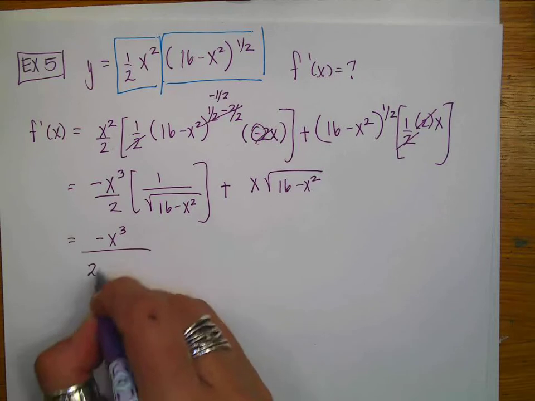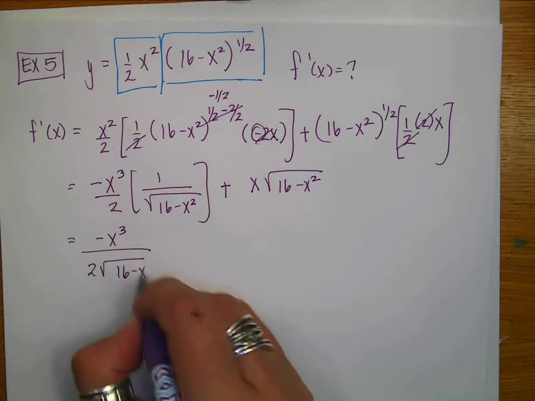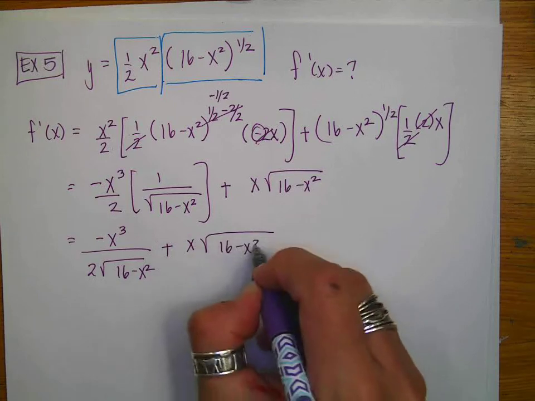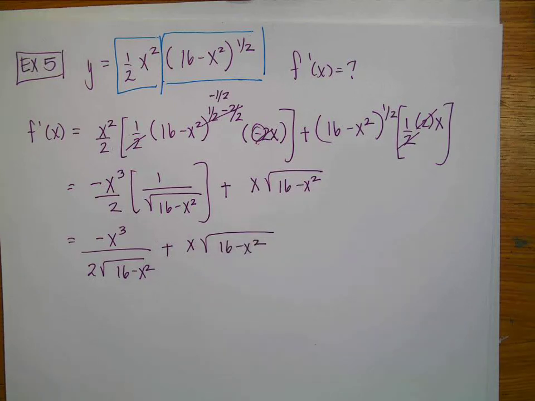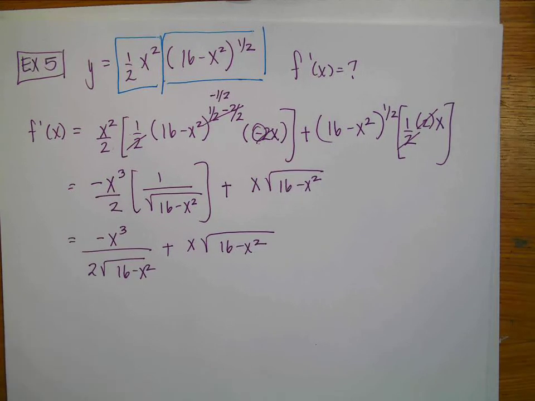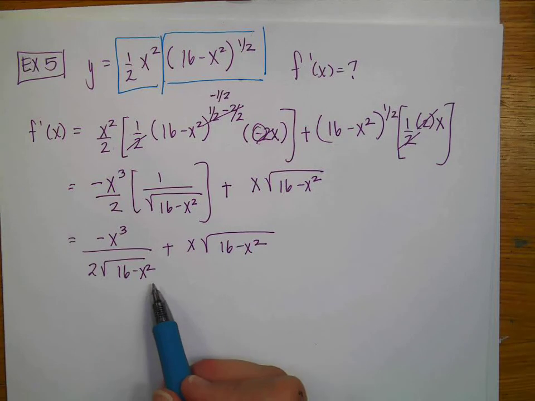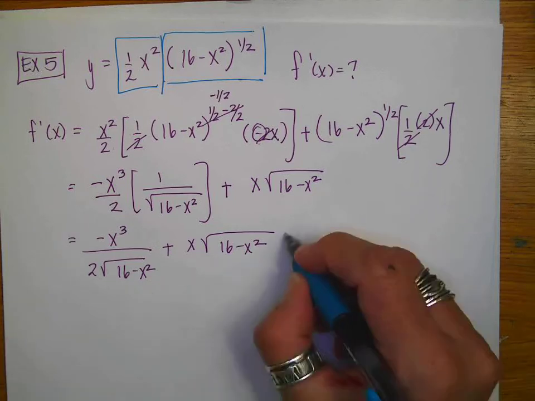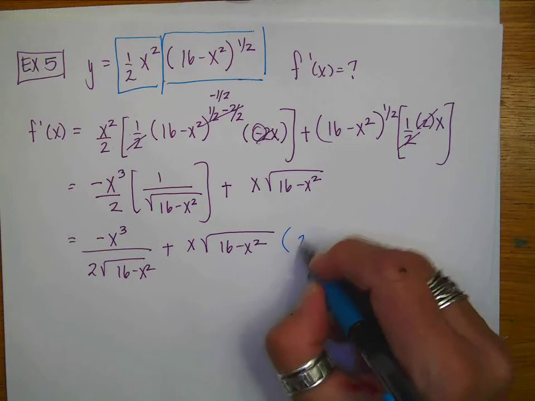Alrighty, and I'm going to clean this up a little bit more. So this is a negative x cubed over 2 times the square root of 16 minus x squared, and then plus x times 16 minus x squared. So now we have some algebra to do to put these things together. Depending on what the problem is asking you to do, you could stop here. But if this were a multiple choice test, and this answer weren't there, the reason is they would probably have gone further to simplify.